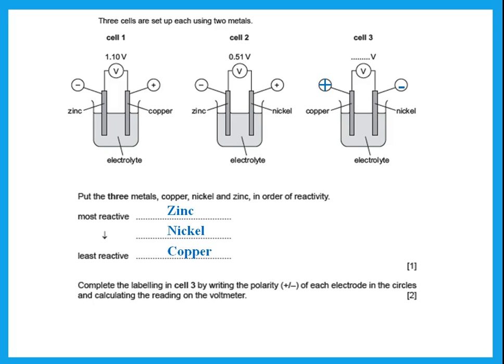Now, calculate the reading on the voltmeter. What do you think would be the voltage here? If between zinc and copper it's 1.1, and between zinc and nickel it's 0.5, then between nickel and copper will be what? It would be the difference between them.